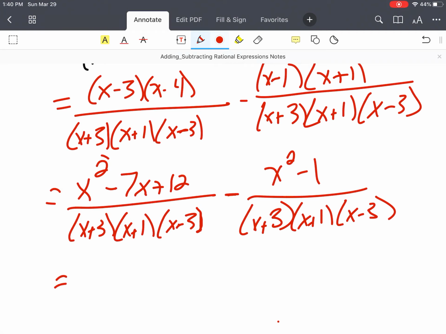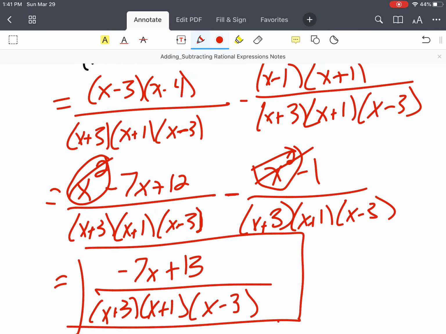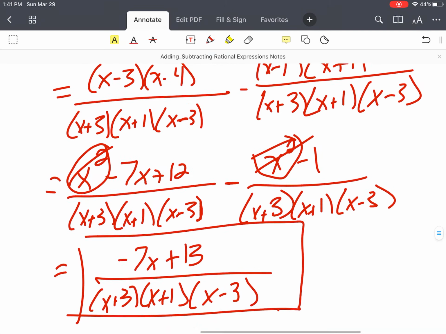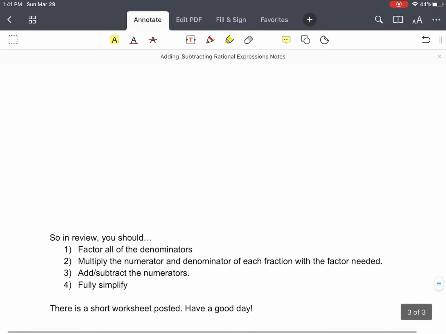Okay, let's actually subtract our parts. That's going to be an x squared minus x squared, so those are going to drop. So I have negative 7x, and that's 12 minus negative 1, so that's plus 13, all over x plus 3 times x plus 1 times x minus 3. Aren't these fun? Don't worry, the homework does not have very many on there.